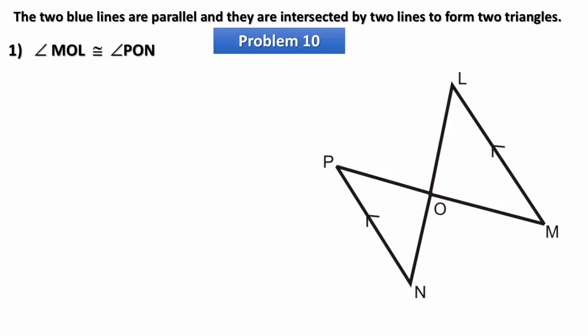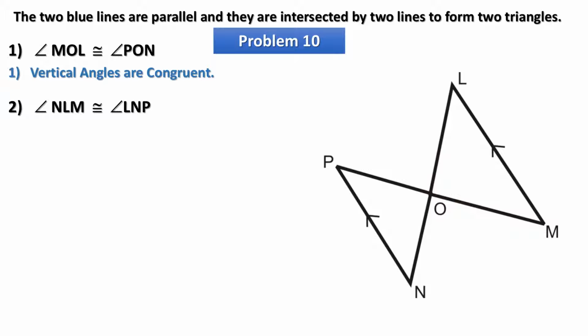First of all, we know that angle MOL is congruent to angle PON. Why? Vertical angles are congruent. We can then say that angle NLM is congruent to angle LNP. Why? Remember that we had two parallel lines intersected by a transversal, so we can say alternating interior angles are congruent.